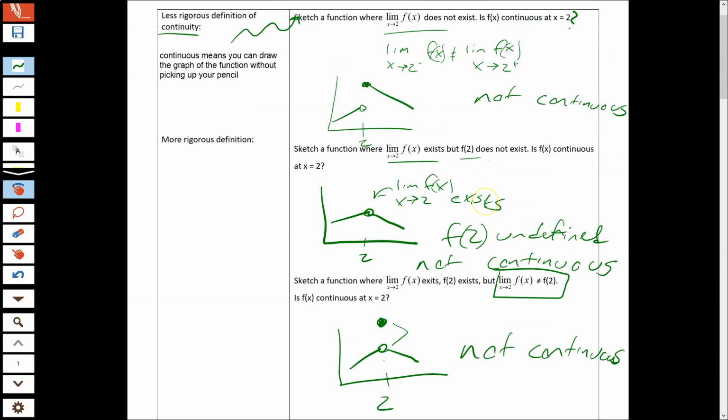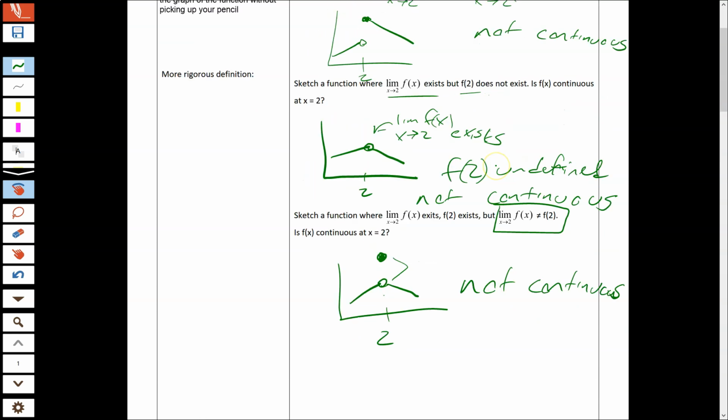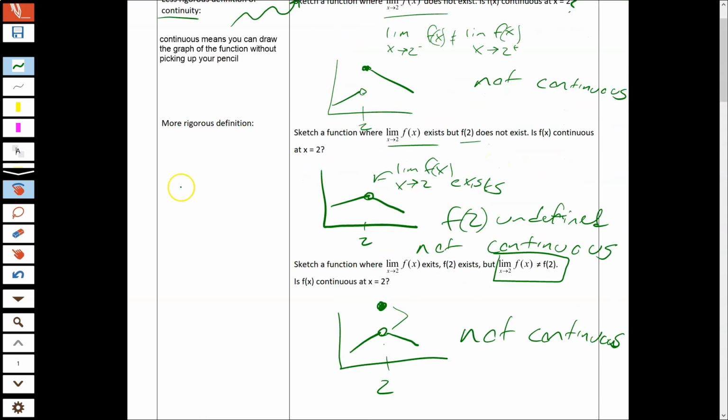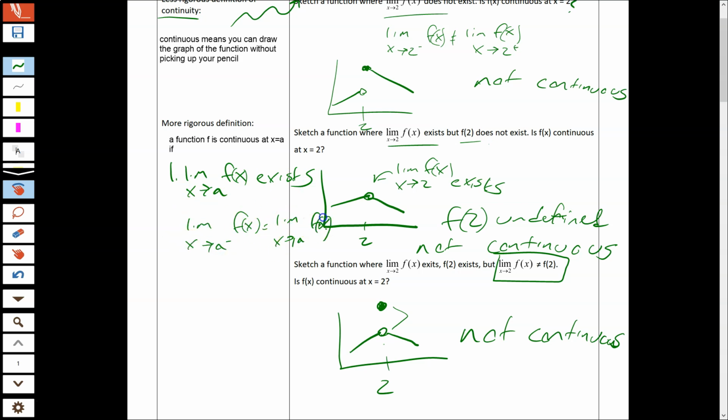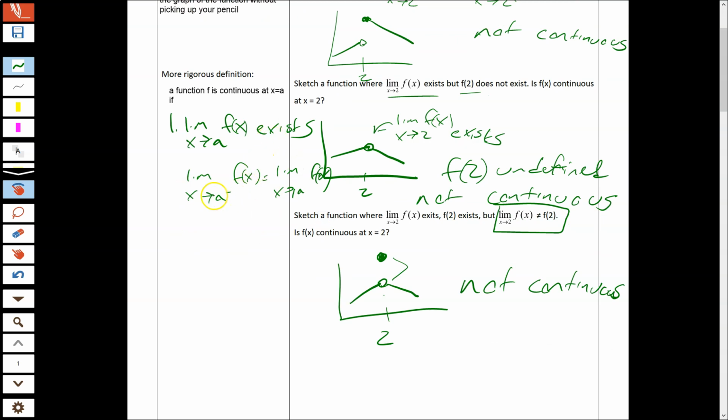So what this gives us is a 3-part definition of continuity. Okay, so the 3-part definition is: a function is continuous at a point if we need 3 things to be true. The first thing is the limit at that point of the function exists. And make yourself this note. You already know this, but make yourself this note. That means that the left limit and the right limit are equal. Okay, so the limit exists.